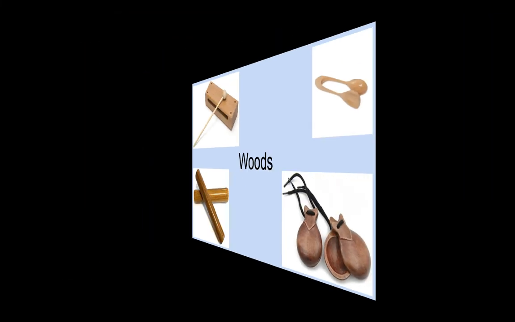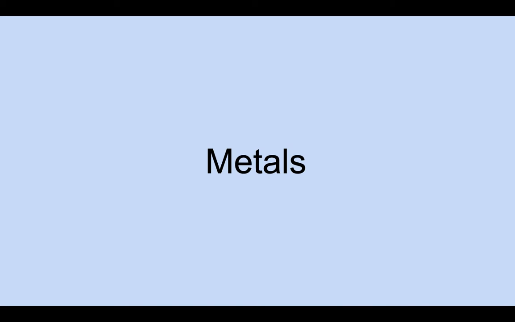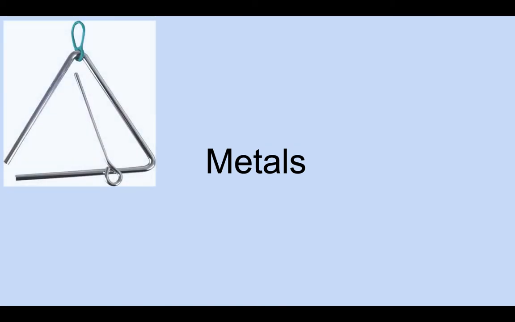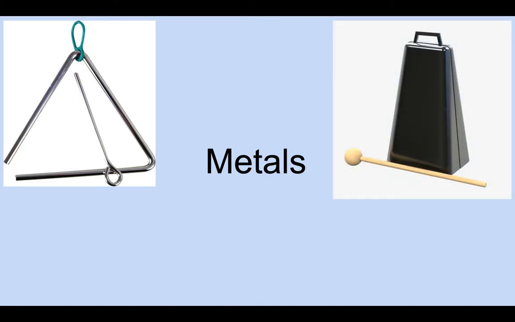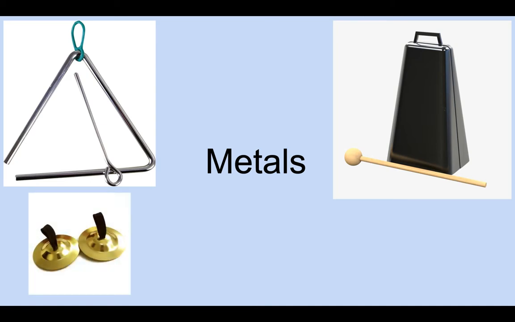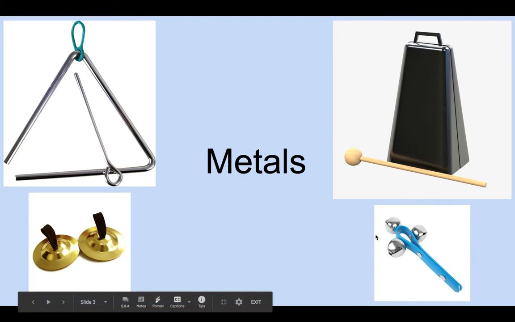Our next category are the metals, like the triangle. See how the triangle and its beater are all metal? The cowbell, and those two you should remember from the third quarter. Our finger cymbals, which are tiny, and you ding them together to make a sound. And the bells. These are an example of bells that are put on the end of a handle, so they're easier to play.